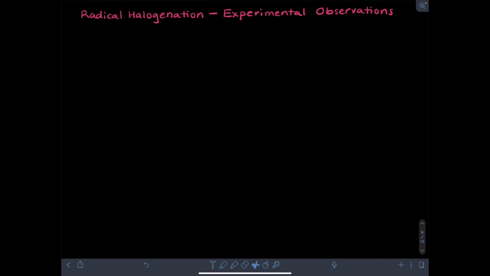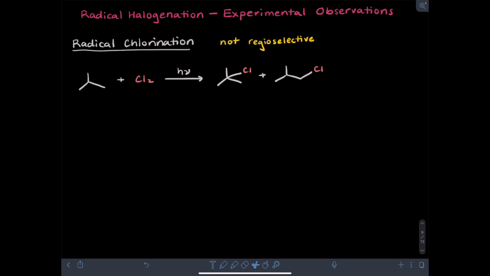So now let's return to our earlier experimental observations for radical chlorination compared to bromination. In the case of radical chlorination, the reaction was not regioselective. We can explain that this is not regioselective because there's not much of a preference for forming a tertiary carbon radical compared to a primary one. This is because that hydrogen abstraction step is exothermic.